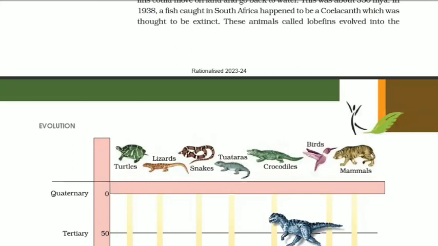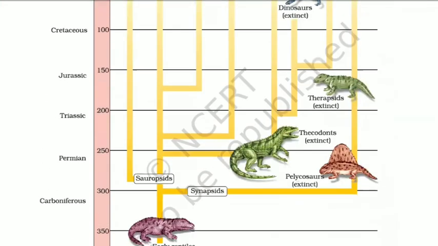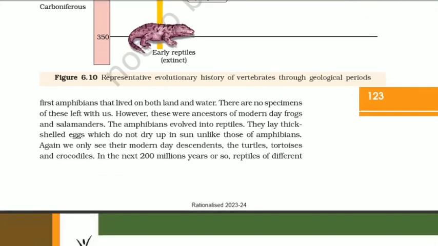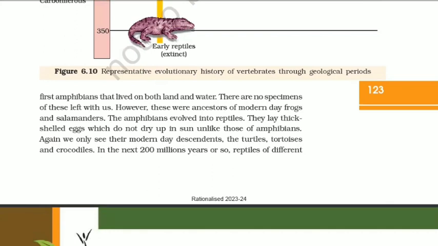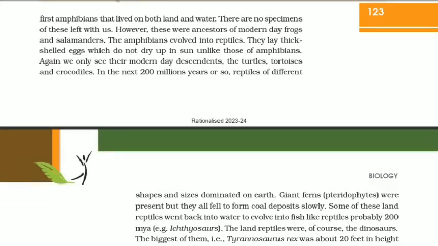which was thought to be extinct. These animals, called lobe fins, evolved into the first amphibians that lived on both land and water. There are no specimens of these left with us. However, these were ancestors of modern day frogs and salamanders.